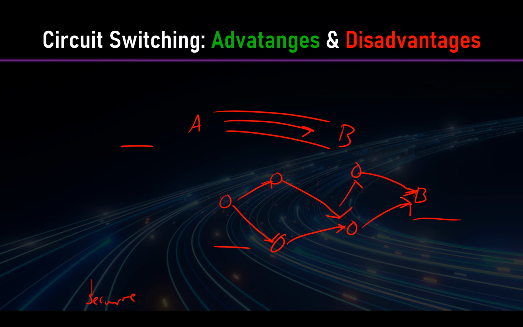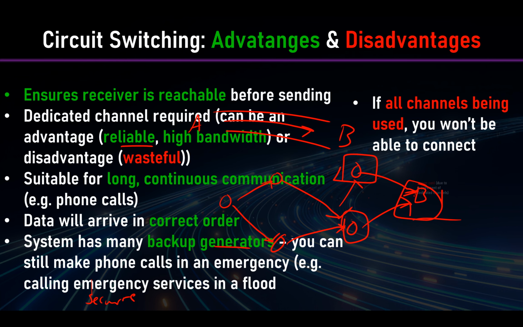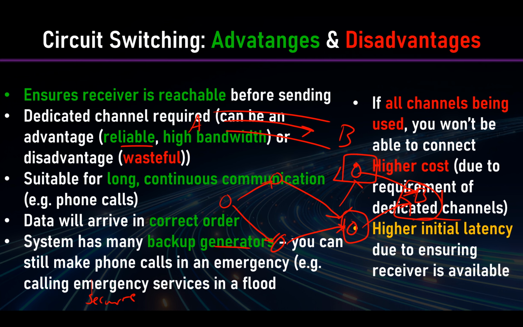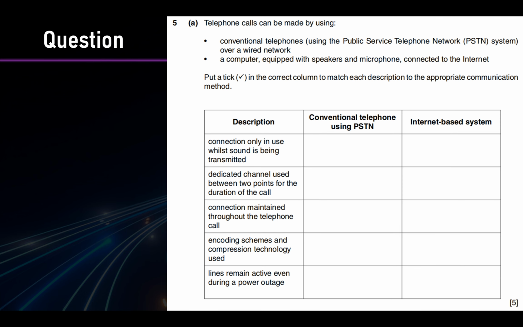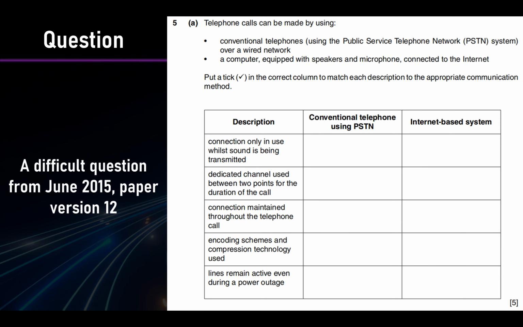So for example, in this case, they would have to have access to both this router and this router in order to get the whole message that B is receiving. So that's the thing, again, these are not definite advantages or definite disadvantages, it really depends on the situation. Alright, then, let's have a look at this exam question, because this is quite difficult.